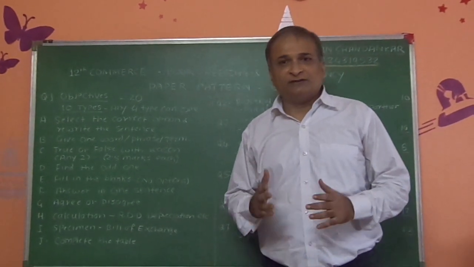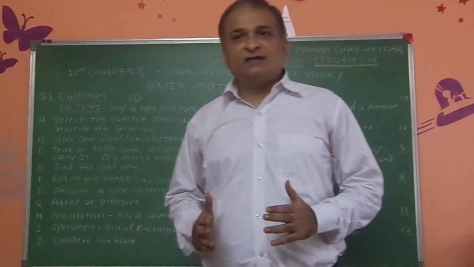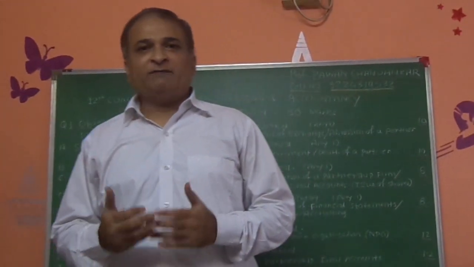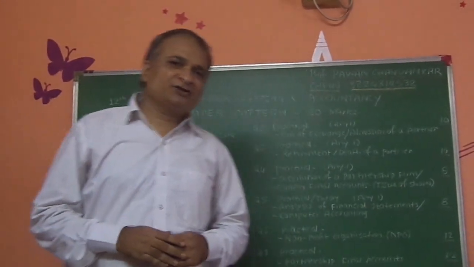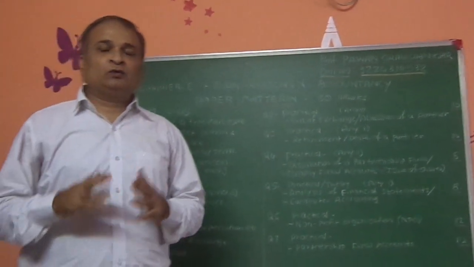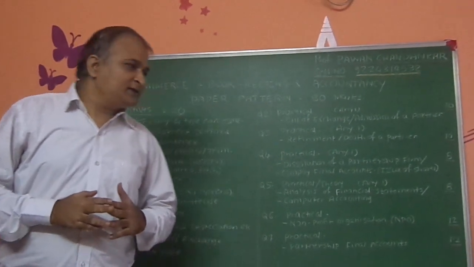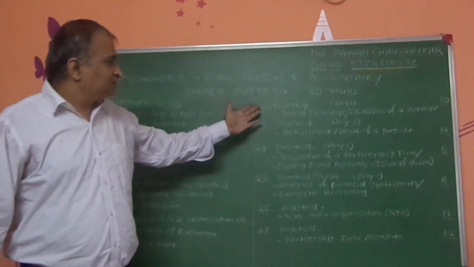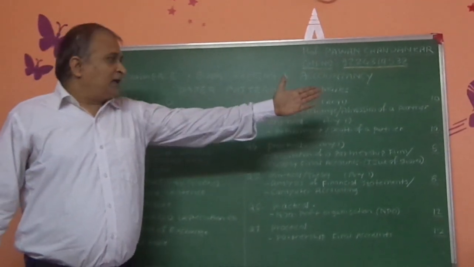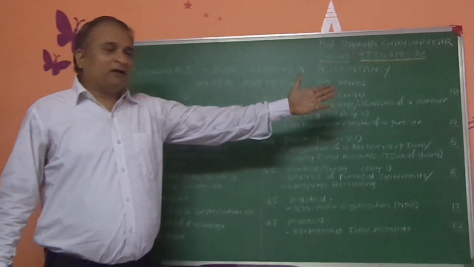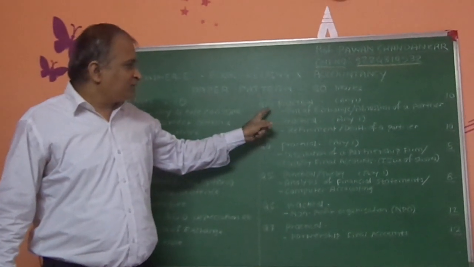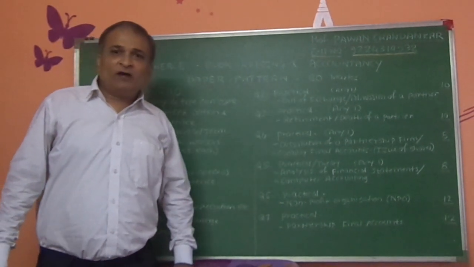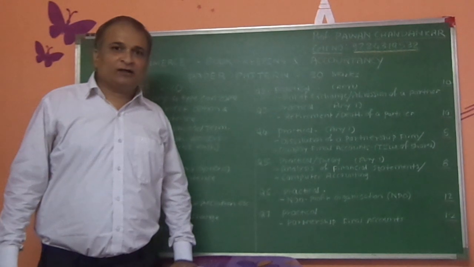As the paper is of 80 marks, students, just now we discussed question number 1, which is of 20 marks. The remaining questions are practical in nature. Let us try to understand those questions in detail. Question number 2 is basically a practical question. It will come in an examination for 10 marks. This particular practical question will cover bill of exchange and admission of a partner. Any one question, students, you are supposed to attempt.